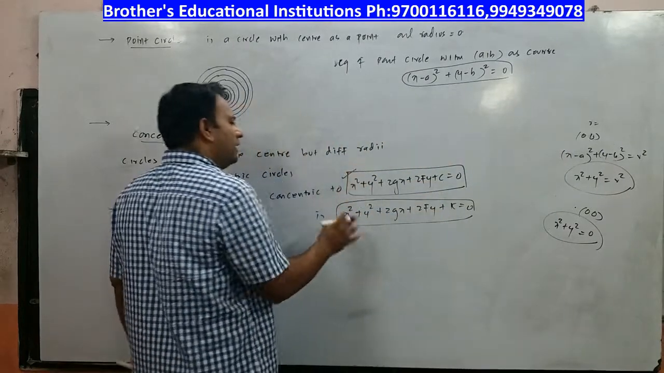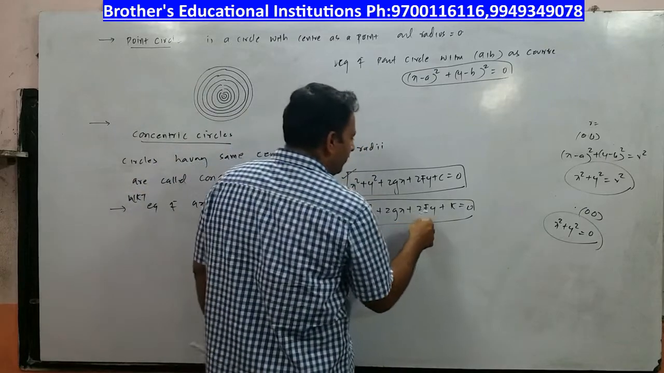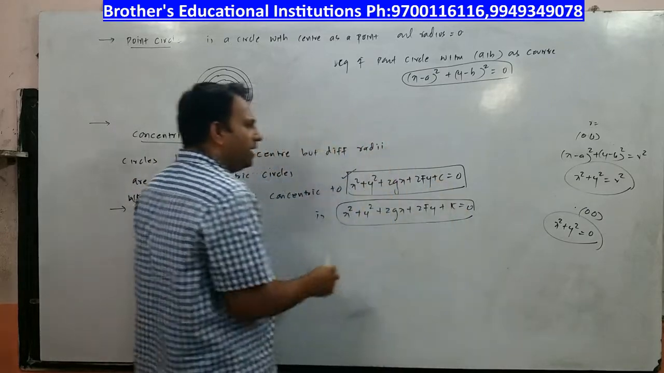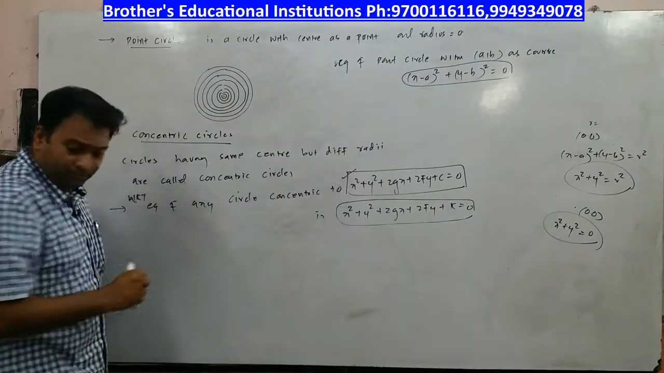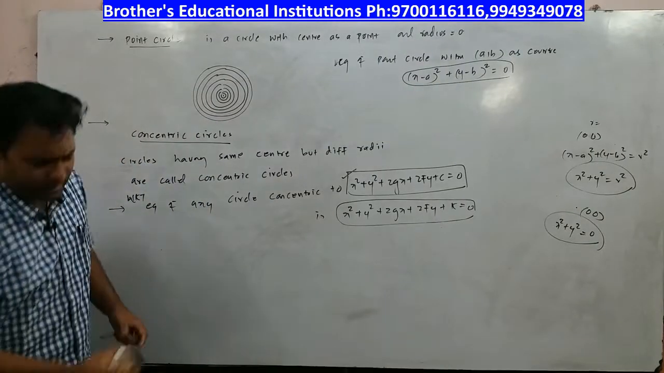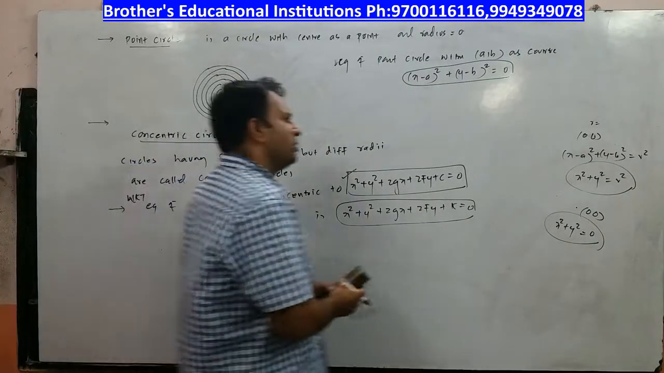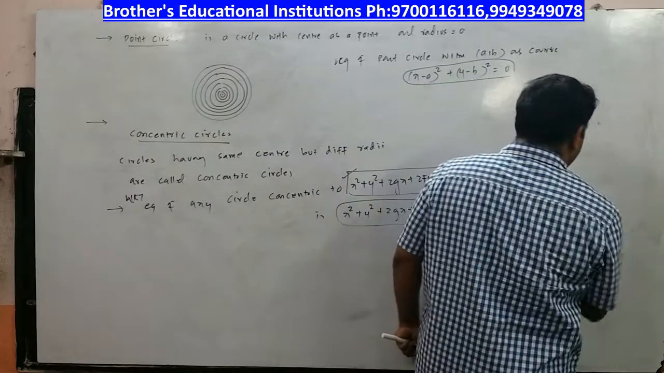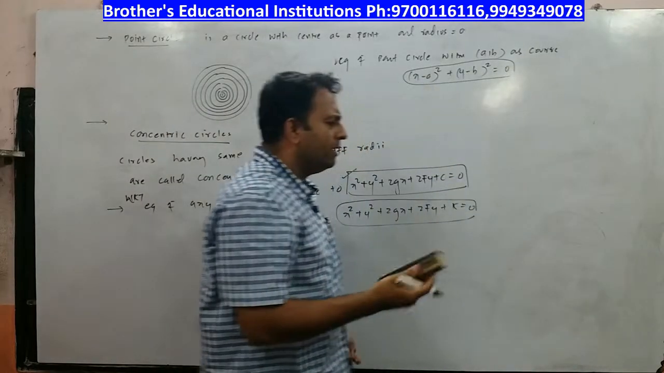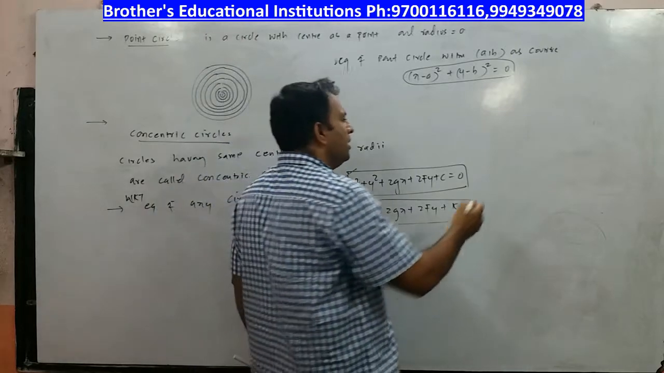So for this circle, the equation of any circle concentric to it will be, just replace c with k. So I am sure you understood the concept of concentric circles. Now apart from that, there is one more concept of concyclic circles also. It may not be that much important. Maybe a 7 marks question is based on that. What do you mean by it?